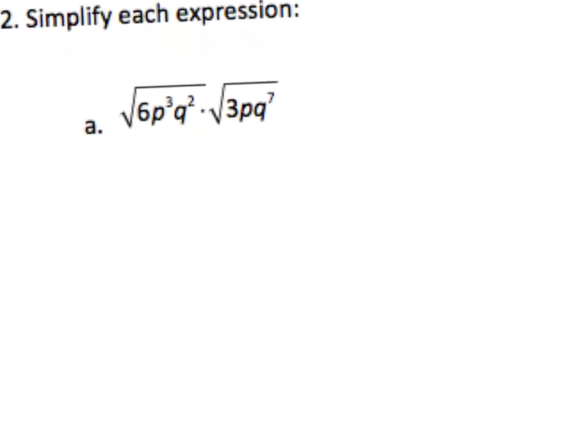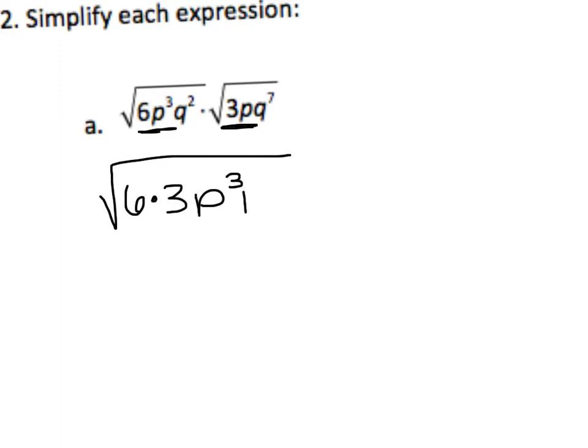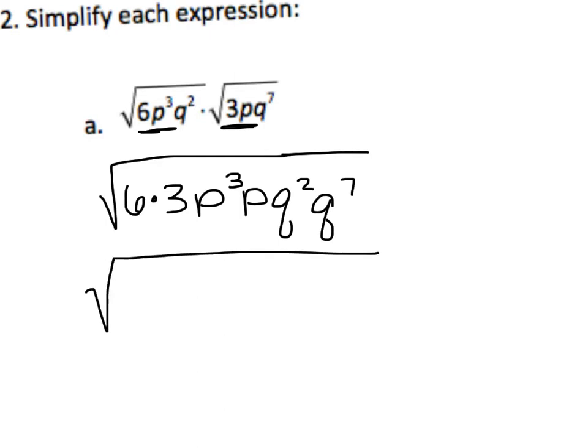It does not have to be the same number or the same variables underneath it. So if I take a look at A, I notice that the insides are very different, but that's okay. I can put them together and say 6 times 3, and I'm going to write this out for note's sake: P to the third times P, Q to the second, and Q to the seventh. I suggest you write everything down exactly how I do so that you have a good example to go back on. So 6 times 3 is 18. P to the third times P is going to be P to the fourth, remember, because that has an exponent of 1. Q to the second and Q to the seventh is Q to the ninth.